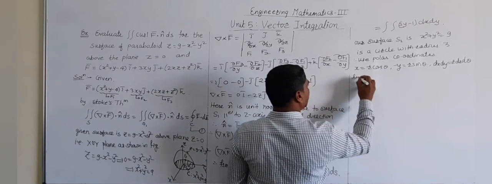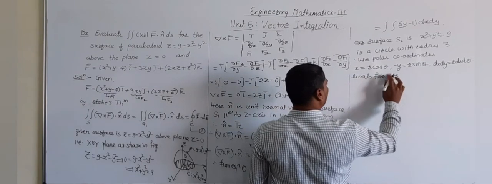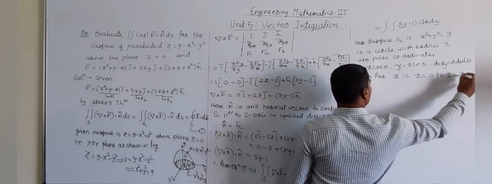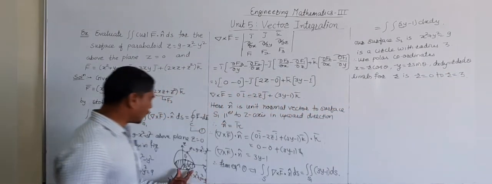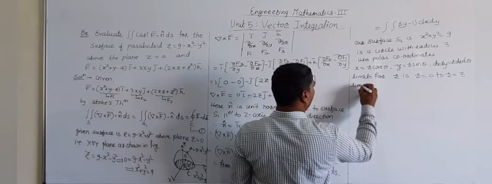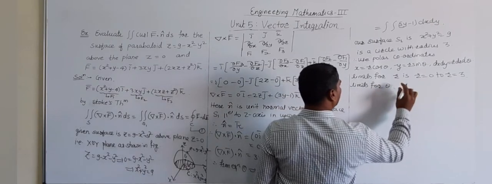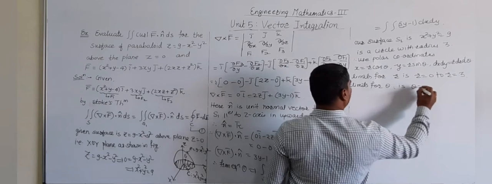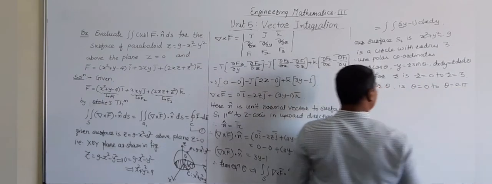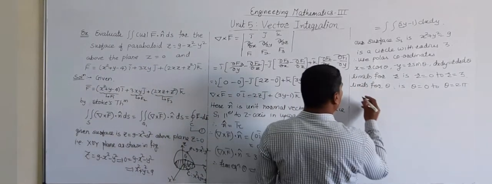Now limits for x. So limit for r is equal to 0 to r is equal to the radius of the circle. Okay. So the radius of this circle is 3. And now limits for theta: theta is equal to 0 to theta is equal to 2 pi, because it covers the whole circle. Okay, that's why theta varies from 0 to 2 pi.